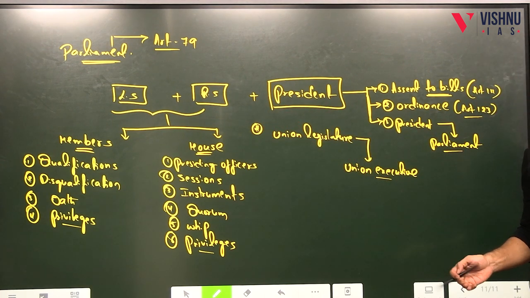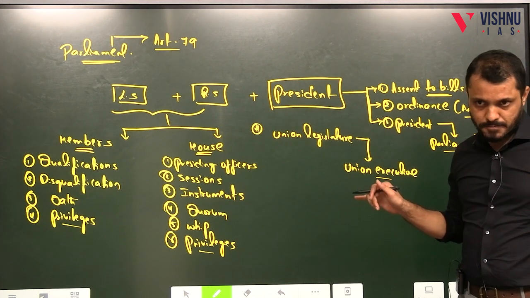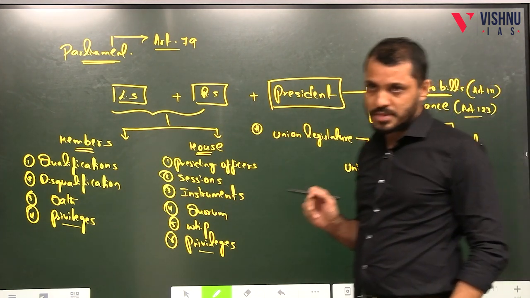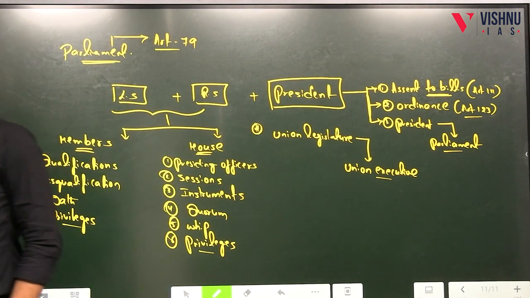Because what is the main feature of the parliamentary form of government? The main feature is that the executive will be controlled by the legislature. You know, students, governments are of two types: parliamentary form and presidential form. Let's write on this. Yes, checks and balances.